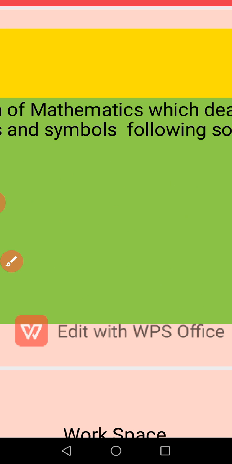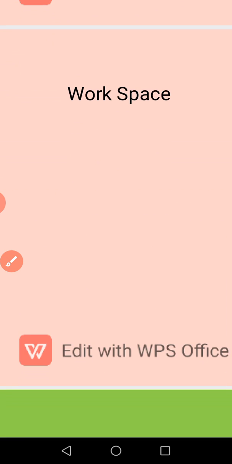Okay, now we will learn about variable, coefficient, then degree, then like terms and unlike terms, basic concepts, and types of algebraic expression, etc. Let's start with variable. Why are variables used in algebra? For that, I will give an example of a question.